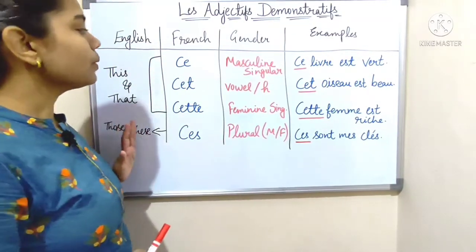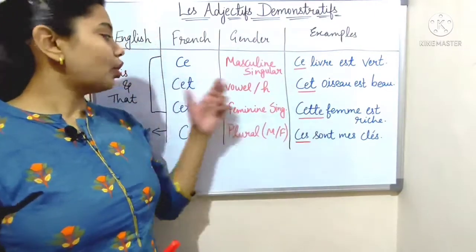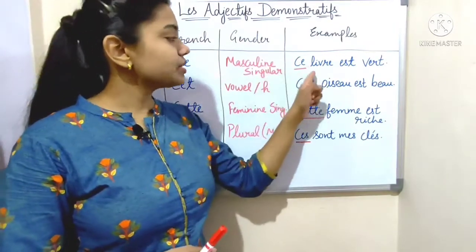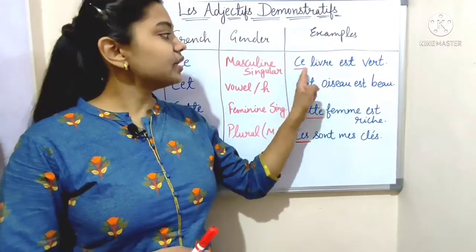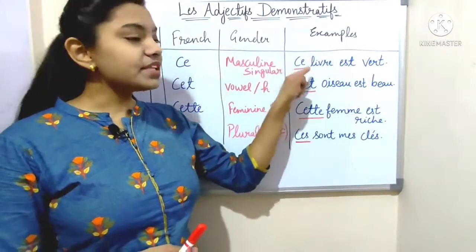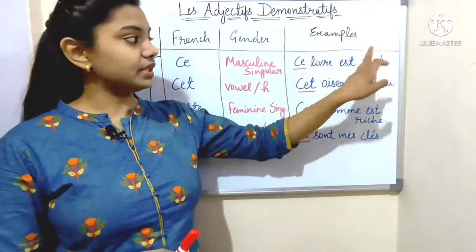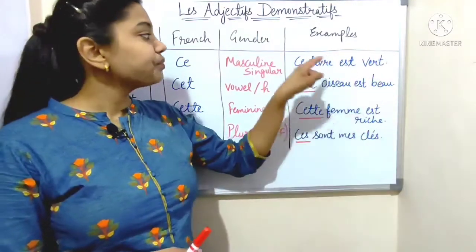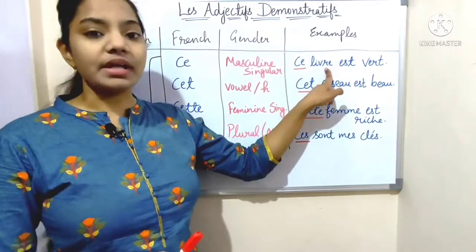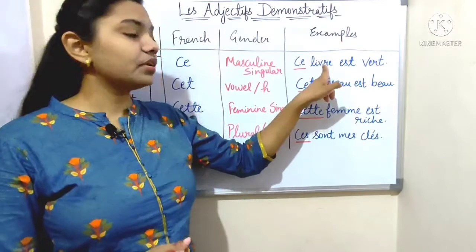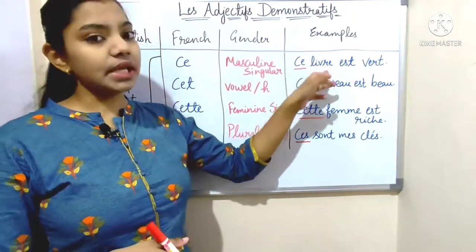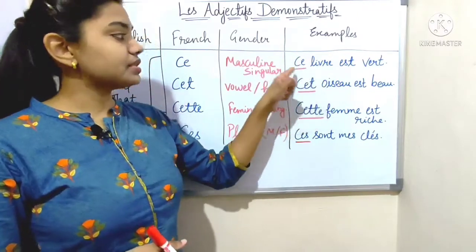Here are some examples of each one. For ce, which is used for masculine singular, see this example: ce livre est vert. This book is green. Vert means green. Why do we use ce here? Because livre, which means book, is masculine as well as singular. So that's why we use ce.